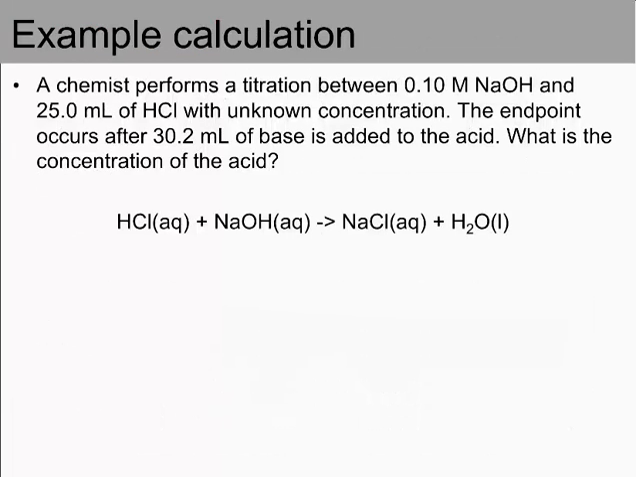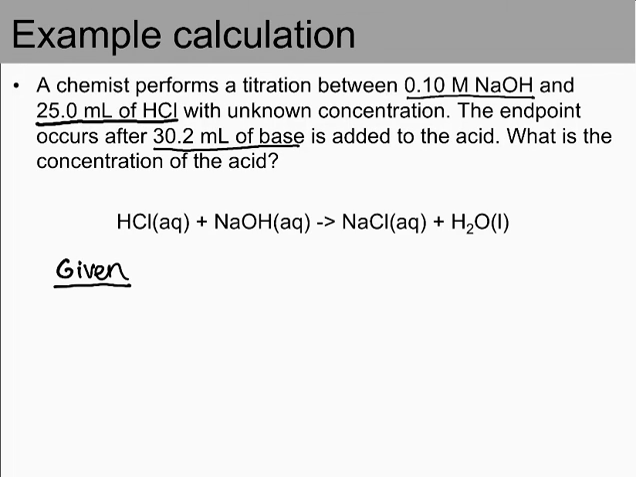So let's say a chemist performs a titration between 0.1 molar NaOH and 25 milliliters of hydrochloric acid with unknown concentration. The end point occurs after 30.2 milliliters of base is added to the acid. What is the concentration of the acid? So let's write out what we're given.